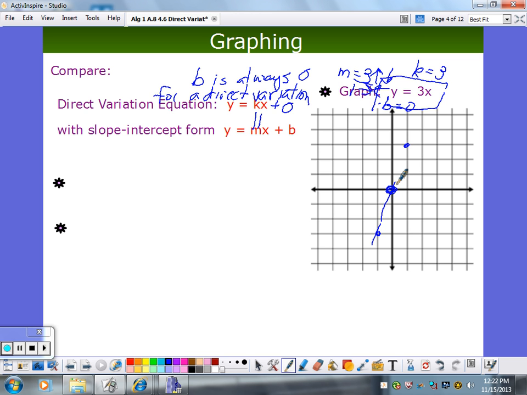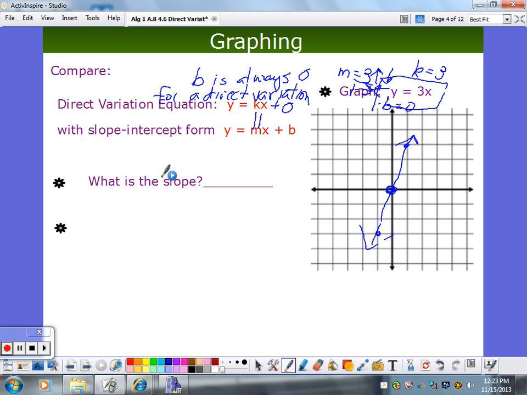So graphing them is just like graphing any linear equation, but you're always starting at the y-intercept. Yes, ma'am. So it's y equals mx plus b and y equals kx. Yeah, they are, because they're both linear. Except what is b for any direct variation? 0. So I don't have to put it there.